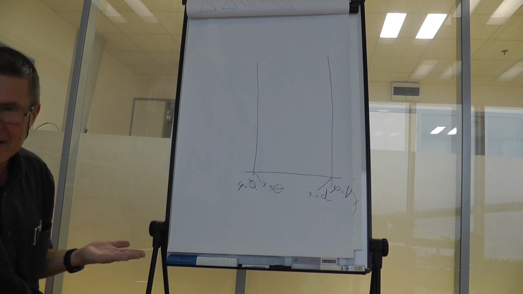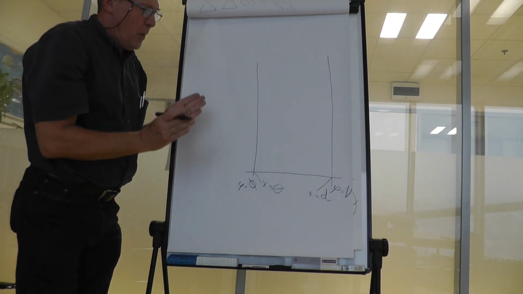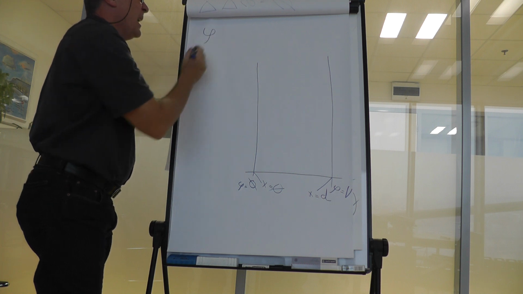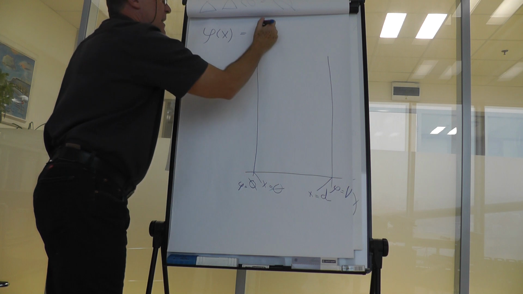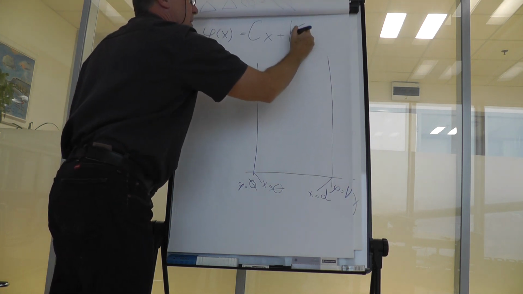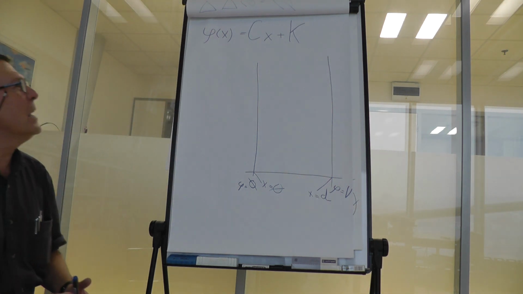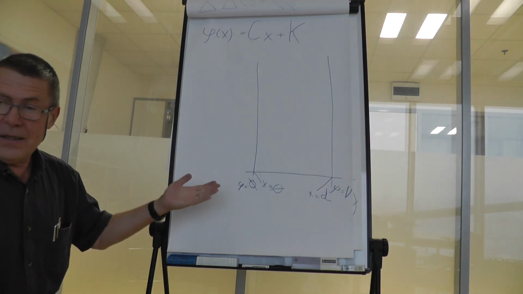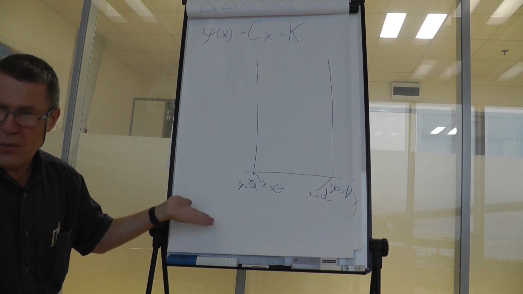And let's try to find the function that would satisfy that. So we know that the function for potential must be of this form: phi as a function of x is Cx plus k, where c and k are constants. Now we will have to establish those two constants, and we will do that by investigating the boundary conditions.